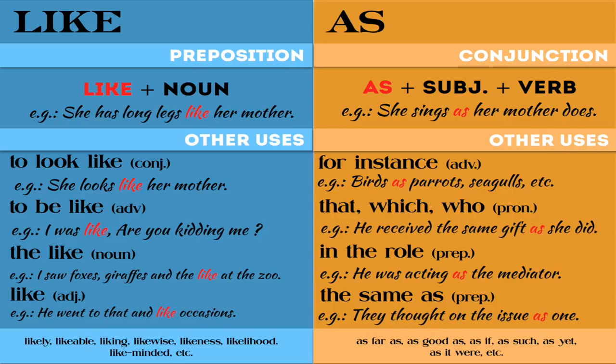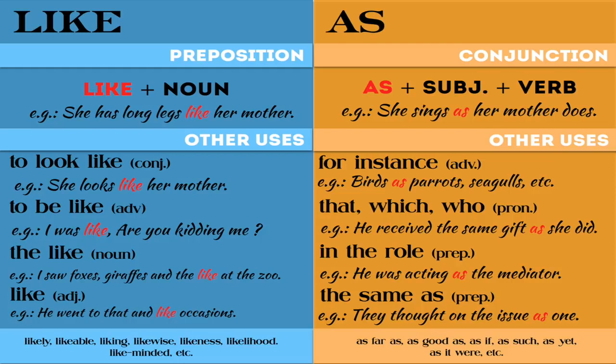Like can also be used as an adjective. The example is, he went to a party and like occasions. So like is an adjective too. Then we have other words beginning with like. Likely, for example, is an adjective and it means probable.